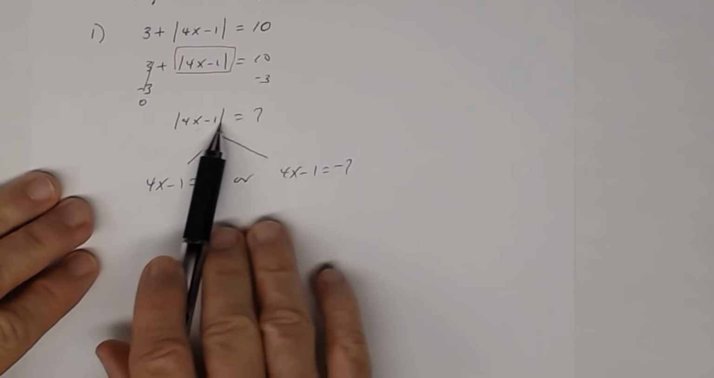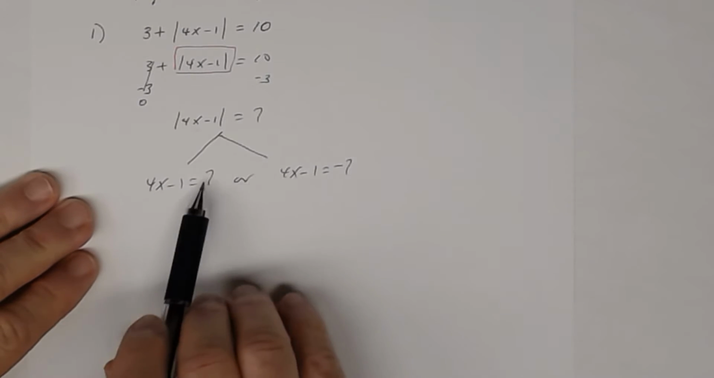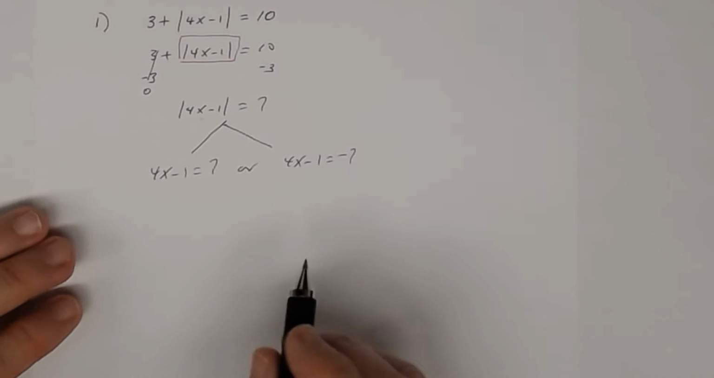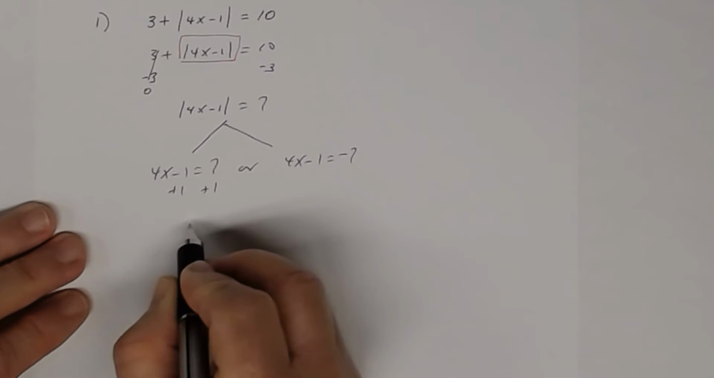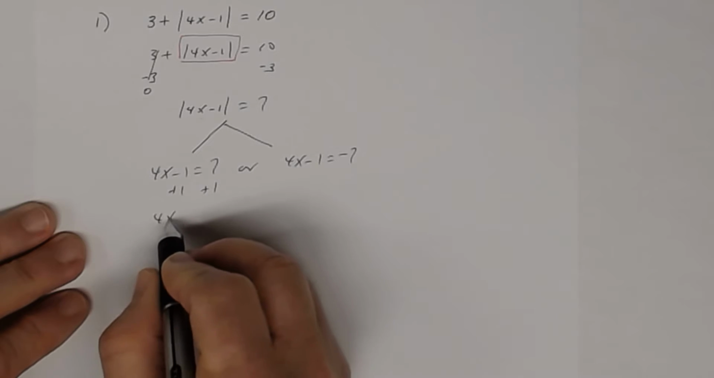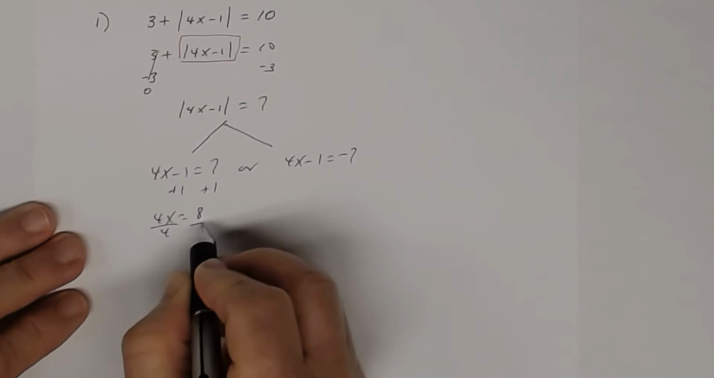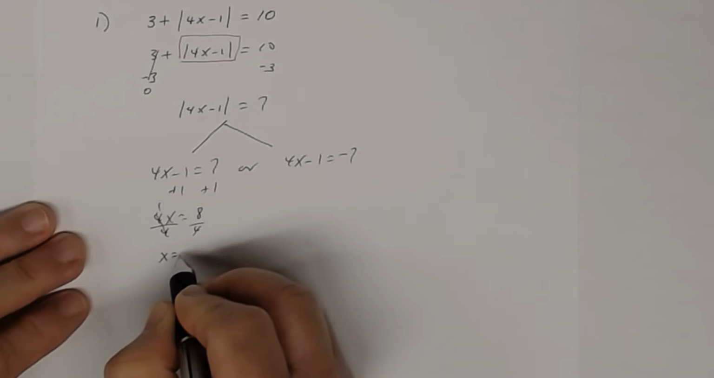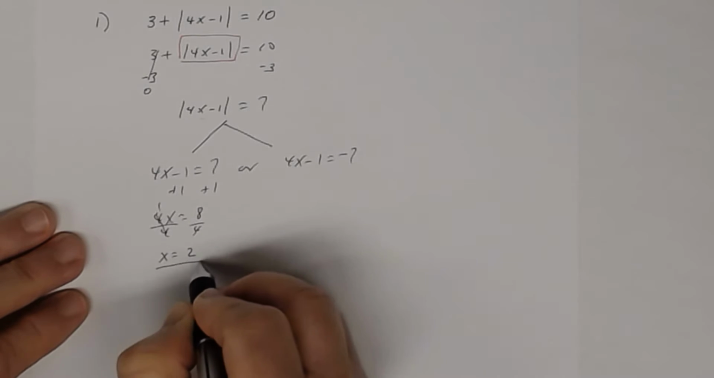And those are your two equations. So notice I went from an absolute value equation to two linear equations. And let's just go ahead and solve. So I'm going to add 1 to both sides. So when I add 1 to both sides, I get 4x equals 8. Divide both sides by 4. One of my solutions is 8 divided by 4, which is 2.